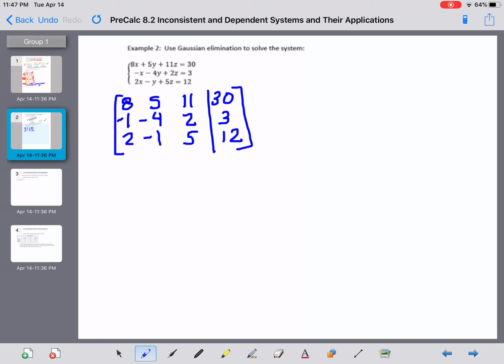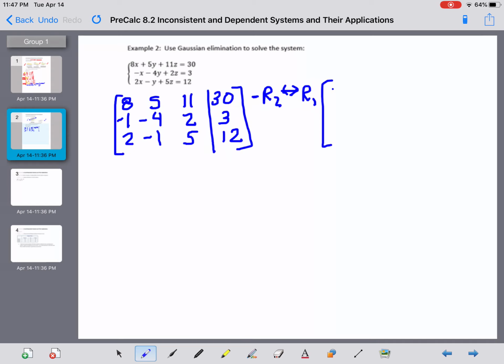Now remember that we need to get our diagonals of 1. To be honest, I really don't want to mess with that 8 up front. I don't want to divide by 8. That's not going to be fun. But don't forget, we can switch rows. So I'm going to take the opposite of my row 2, because I'd like to get rid of that negative as well, and flip-flop it with my row 1. I'm just going to flip them.